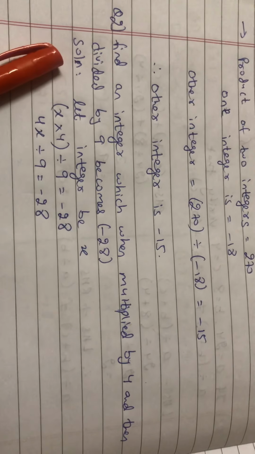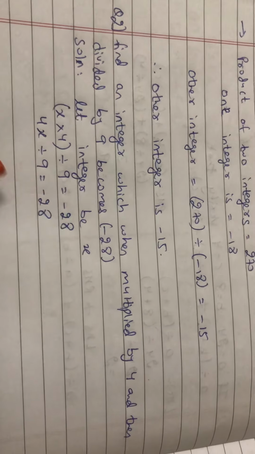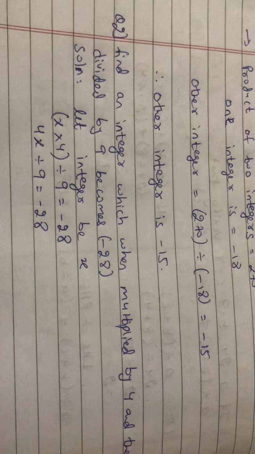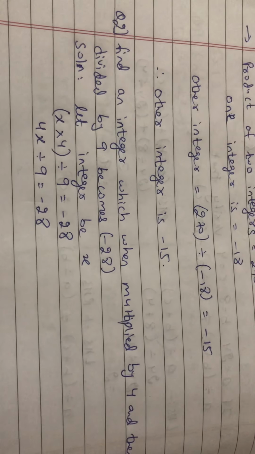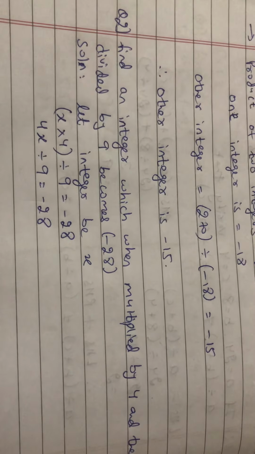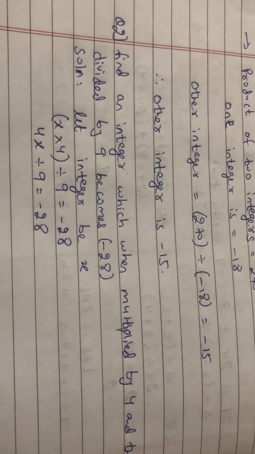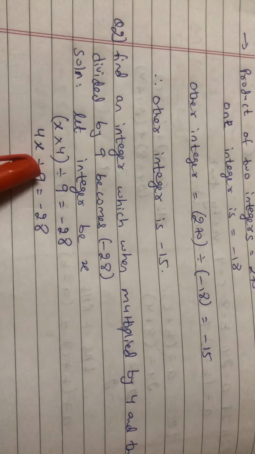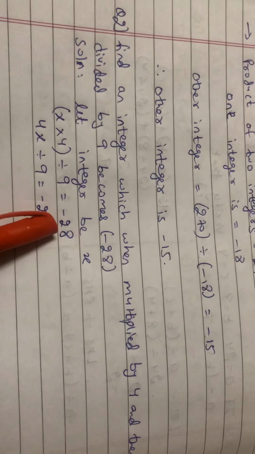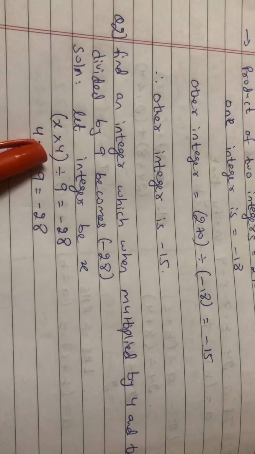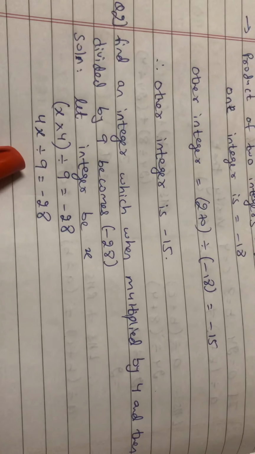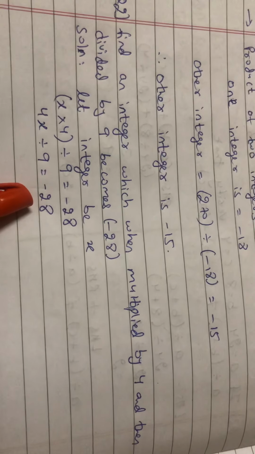Solution: let the integer be x. According to the given condition, the integer multiplied by 4 and then divided by 9 will be equal to minus 28. So x into 4 is 4x, divided by 9 is equal to minus 28.